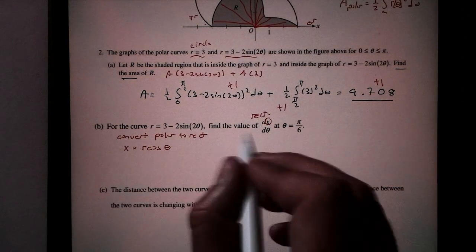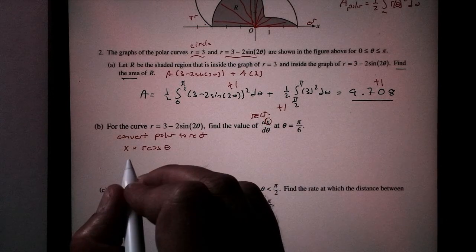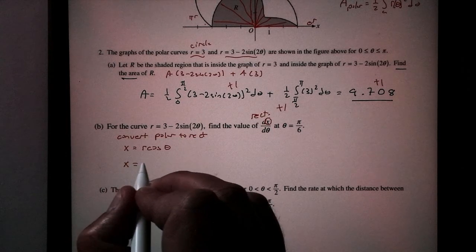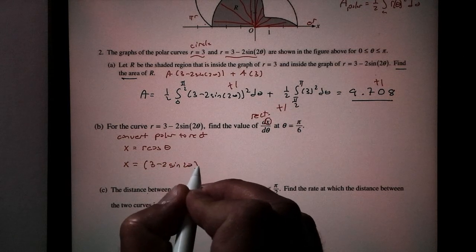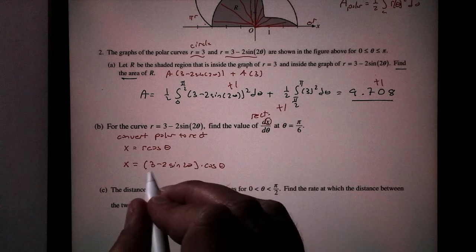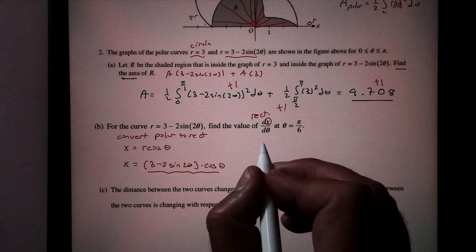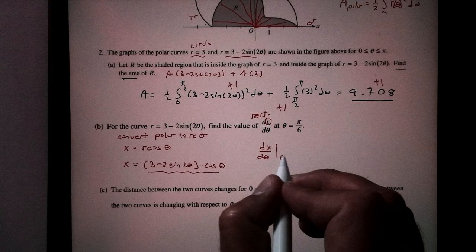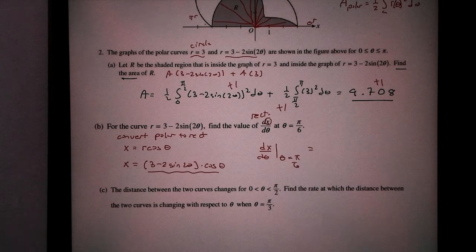Now, even though I could take this derivative pretty easily by hand, they're letting me use a calculator for this problem. So I know that x will equal just r, which is 3 minus 2 sine 2 theta, times cosine of theta. So there's my equation, and I want to find the slope at pi over 6. So I can now say dx d theta at theta equals pi over 6 is equal to, and I'm going to use my calculator to take that derivative.